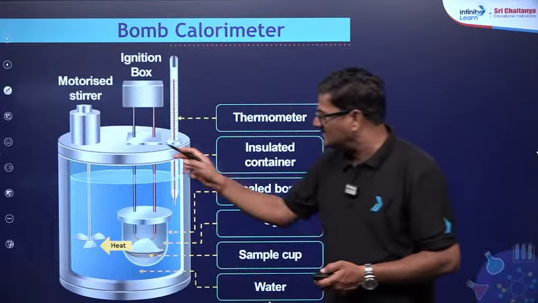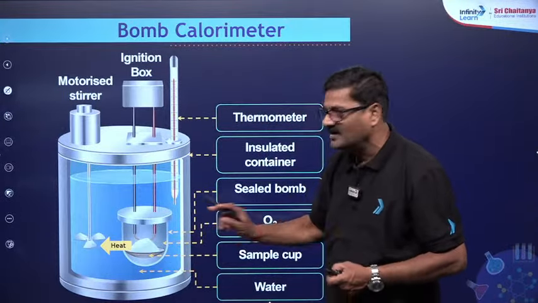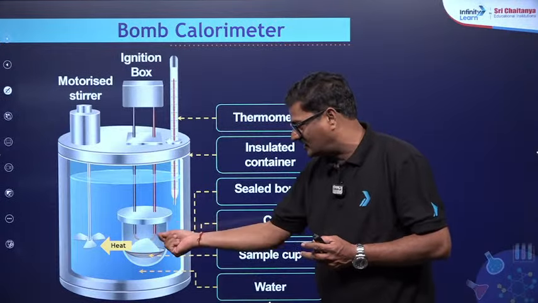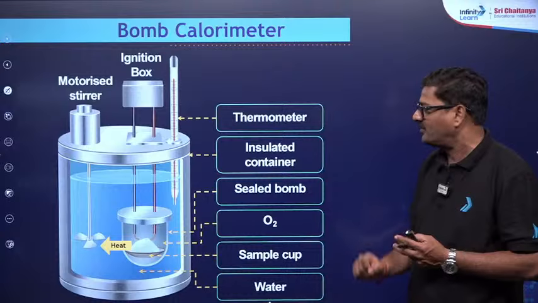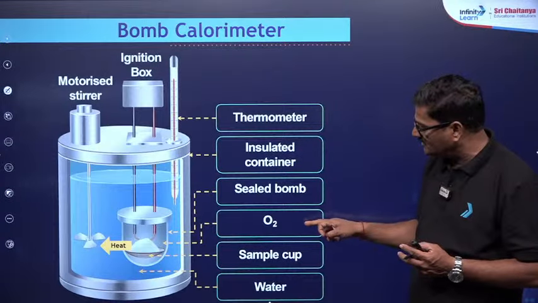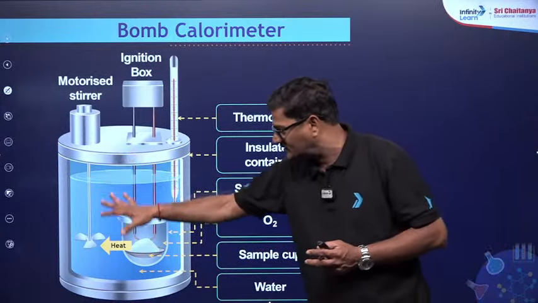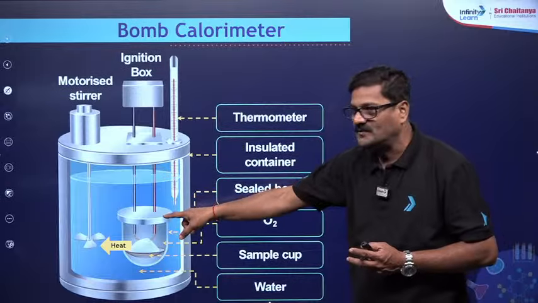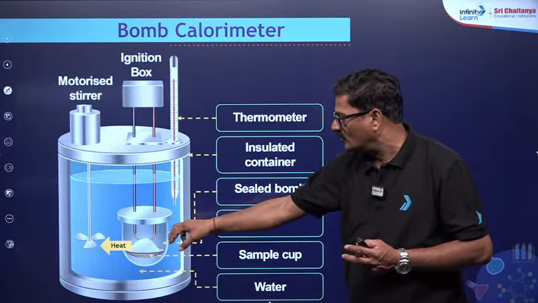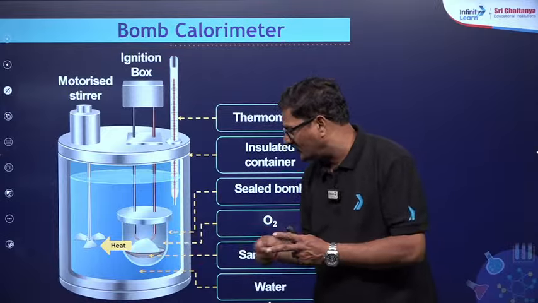Okay, so it is a device where a small container is taken, in that a piece of biscuit or a piece of bread is placed, that is called the sample cup, and it is subjected to sufficient oxygen and kept in water, and there are some electrodes, an ignition box. By using these electrodes we are going to make it combust, so that heat transfer takes place.